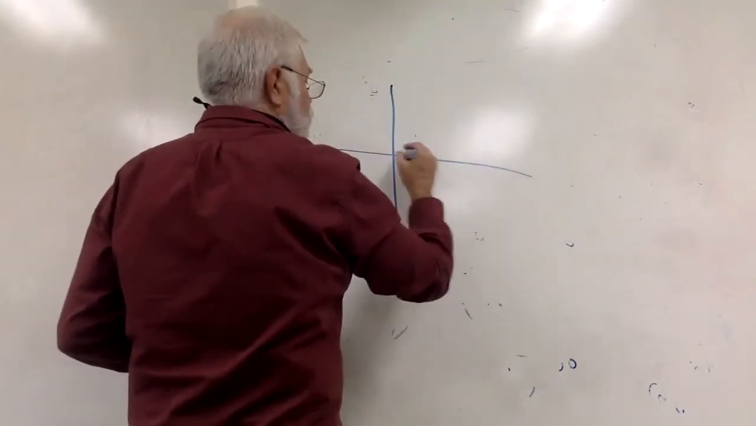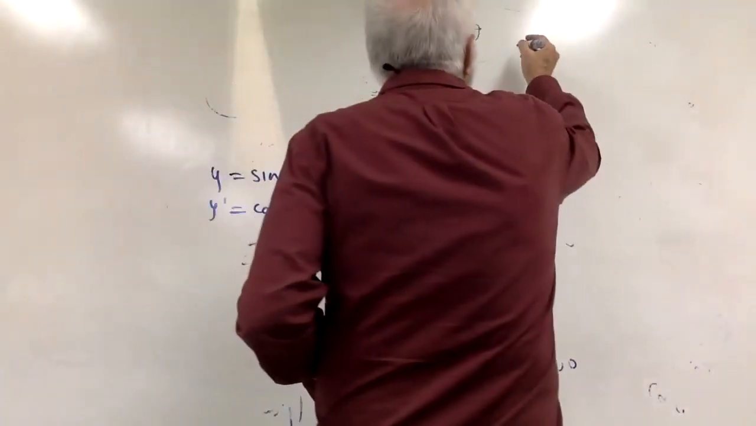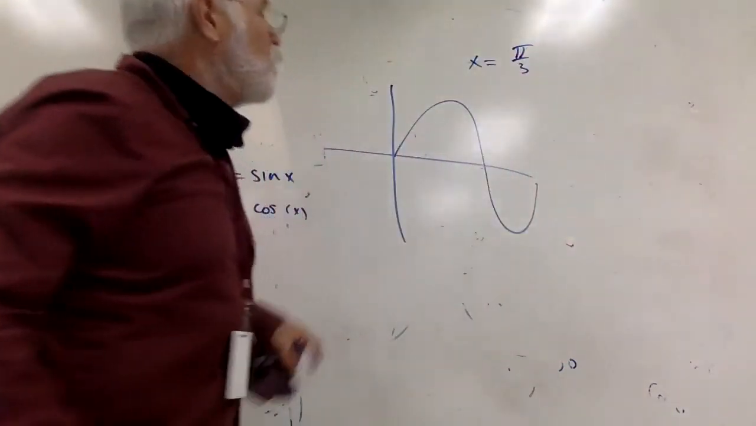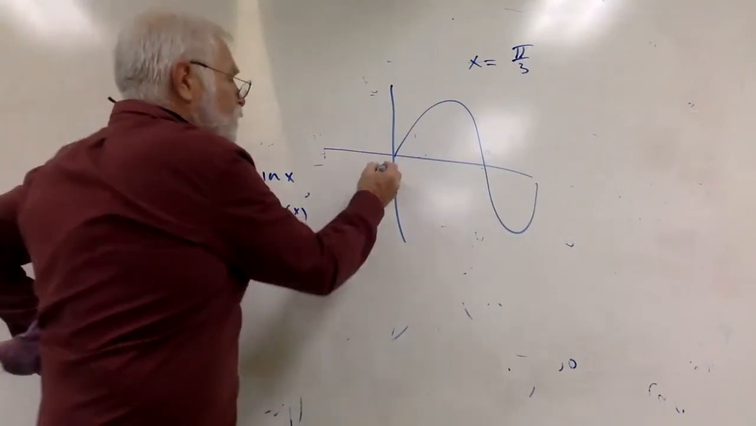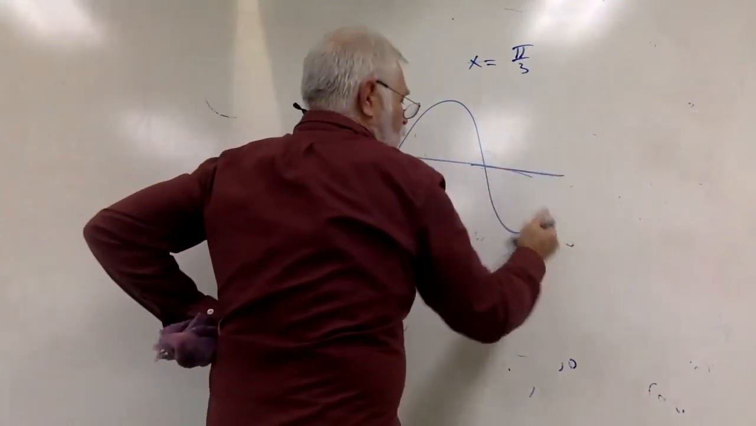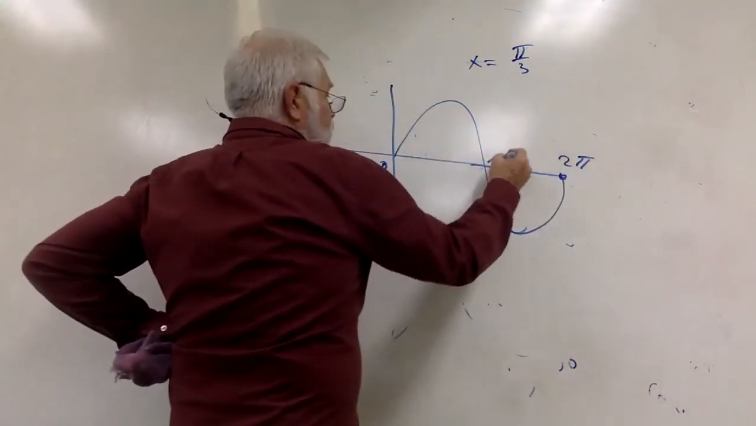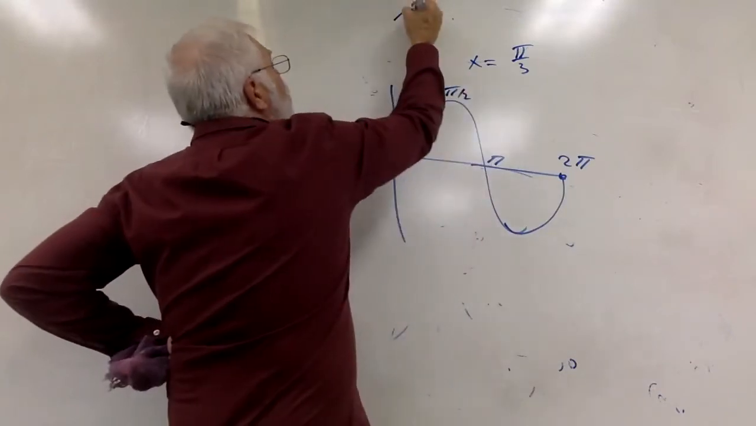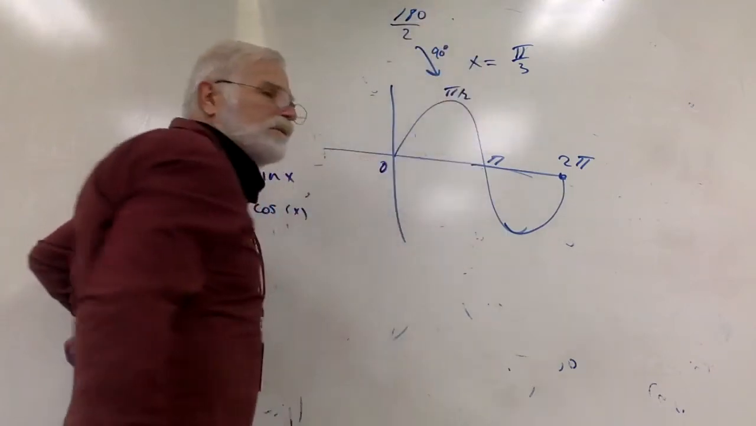Here's the sine function, let's see what I put on the sheet, pi over 3. You should be able to find pi over 3 on that curve. This is 0, not drawn well. This is 2 pi. I guess that's pi. I guess that's pi over 2. Pi is 180 divided by 2. Yes, I guess that's 90 degrees for folks who are struggling.